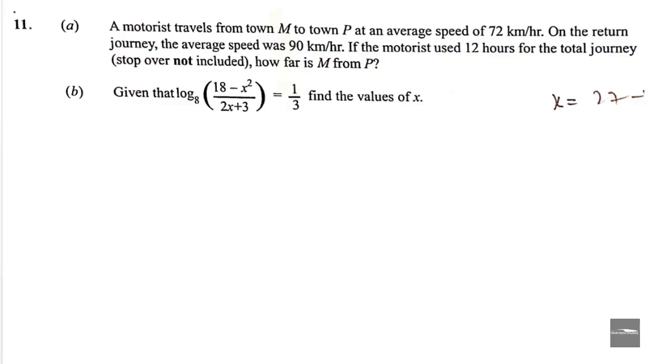Alright, so question number 11. A motorist travels from town M to town P at an average speed of 72 kilometers per hour. On the return journey, the average speed was 90 kilometers per hour. If the motorist used 12 hours for the total journey, stopover not included, how far is M from P? So let's take it one after the other. We have the motorist travels from town M to town P at an average speed of 72 kilometers per hour.